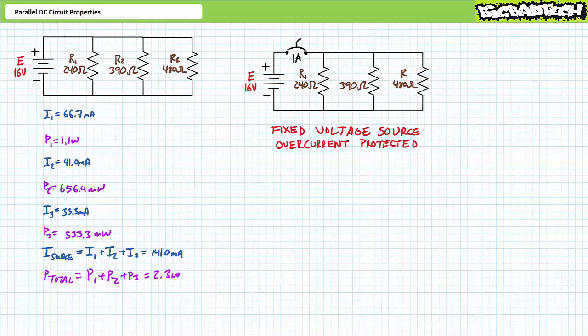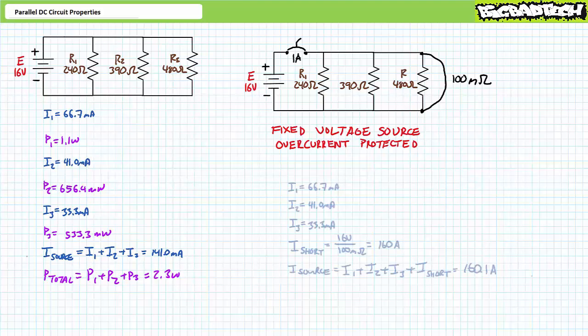In the unmodified state, the source provides 141 milliamperes, well below the upper limit of 1 amp, and everything functions as you'd expect. If, however, a low resistance short, on the order of, let's say, 100 milliohms, is placed from terminal A to B, another path with extremely low opposition to current exists, and substantial current will flow. In this scenario, the fixed voltage source is not current limited and could theoretically provide an infinite amount of current. An application of Ohm's law demonstrates that the short draws 160 amps, and a subsequent application of Kirchhoff's current law demonstrates source current immediately spikes to 160.1 amps.